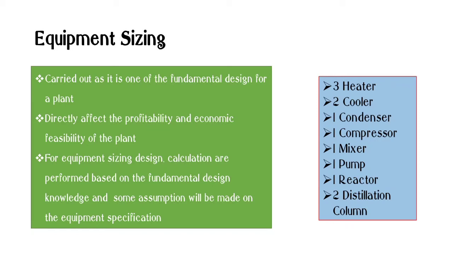Equipment sizing is one of the fundamental designs for a plant which directly affects the profitability and economic feasibility of the plant. For equipment sizing design, calculations are performed based on fundamental design knowledge and some assumptions will be made on the equipment specification. This is the equipment involved in our plant design for the production of aniline, which includes 3 heaters, 2 coolers, 1 condenser, 1 compressor, 1 mixer, 1 pump, 1 reactor, and 2 distillation columns.